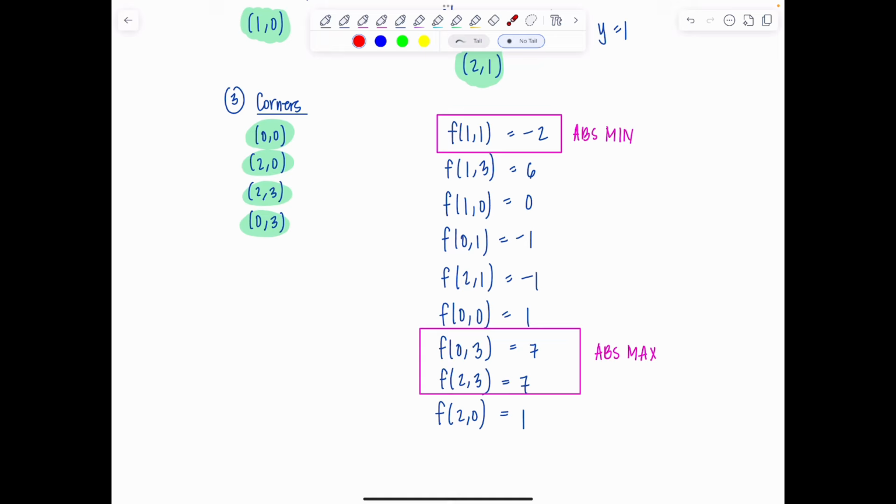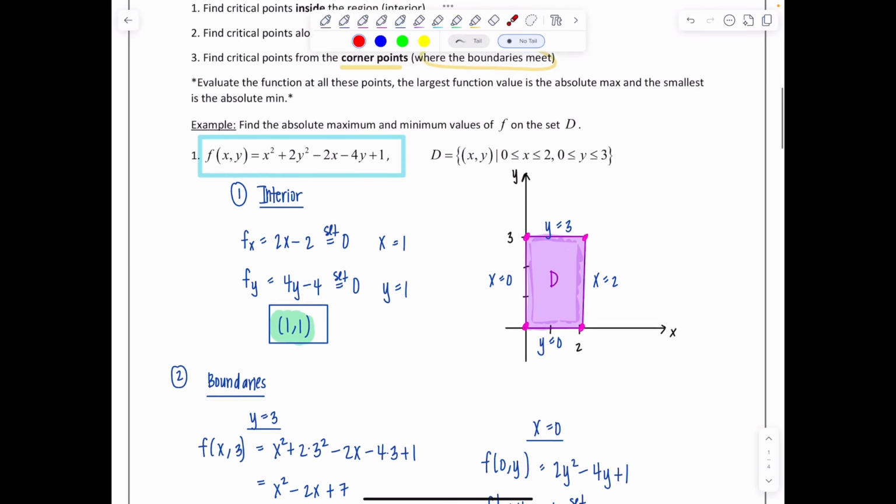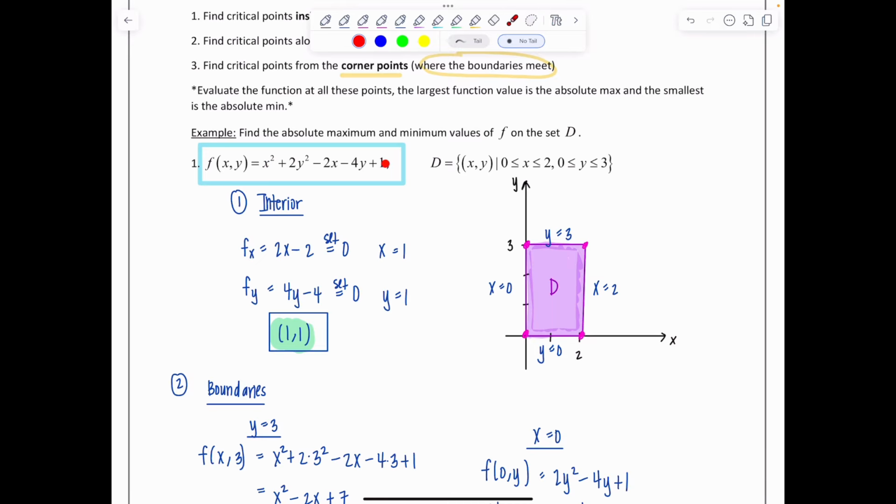So if you think about it, it should make sense because, look. What is this the graph of? This is a paraboloid basically, right? Shifted. And we know that it would have an absolute min naturally, but not an absolute max, only if we restrict the domain. So that's why the absolute max occurs exactly at the corners, right?